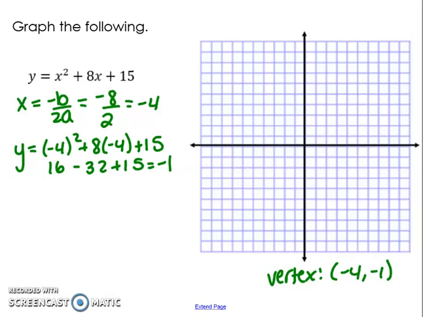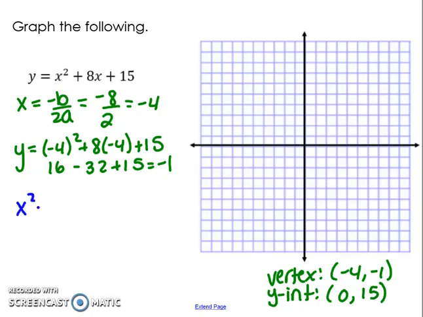Then we can find the y-intercept. The y-intercept will have an x value of 0, and the c term is 15. So that's our y-intercept. For the x-intercepts, we're going to see if we can factor.